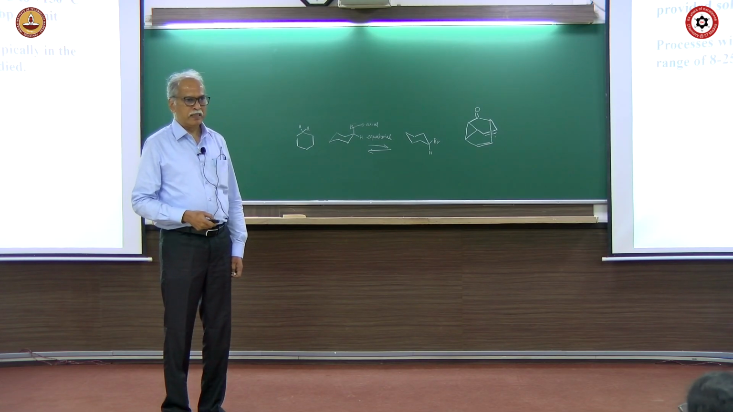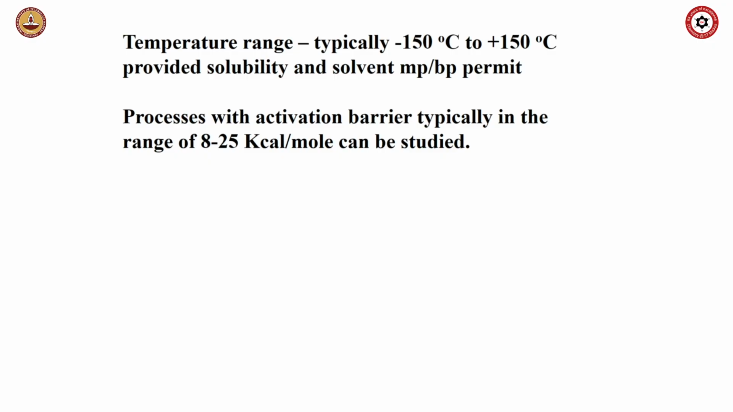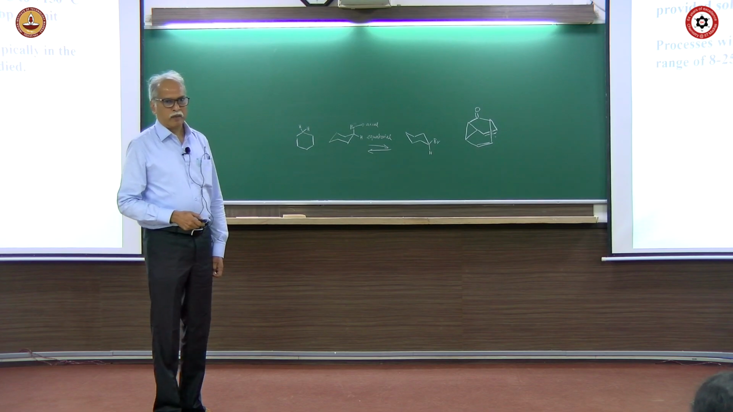How do we know this? From the NMR spectroscopy study, we know this. So this temperature range will allow you to study processes which are occurring with an activation barrier of about 8 to 25 kilocalories per mole.